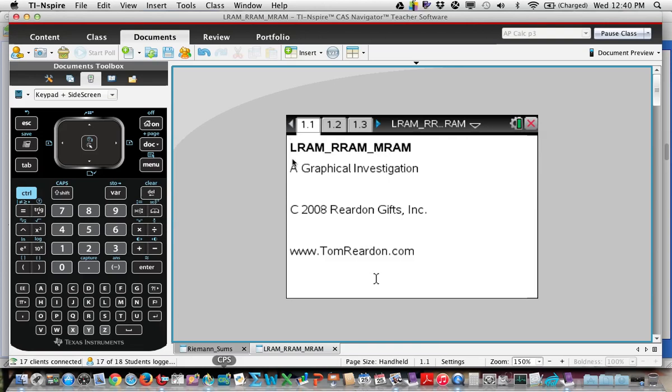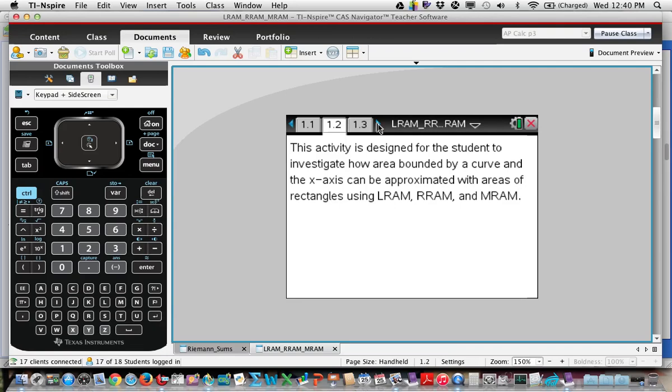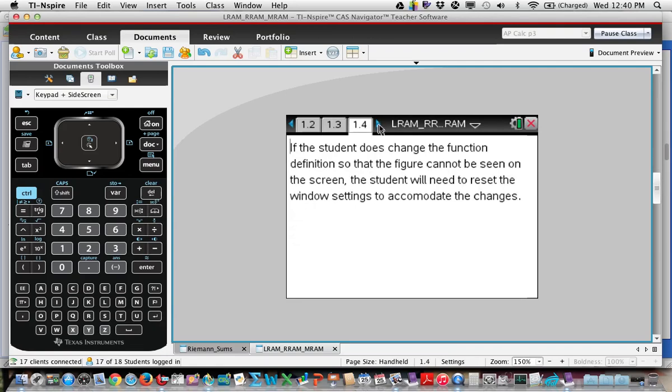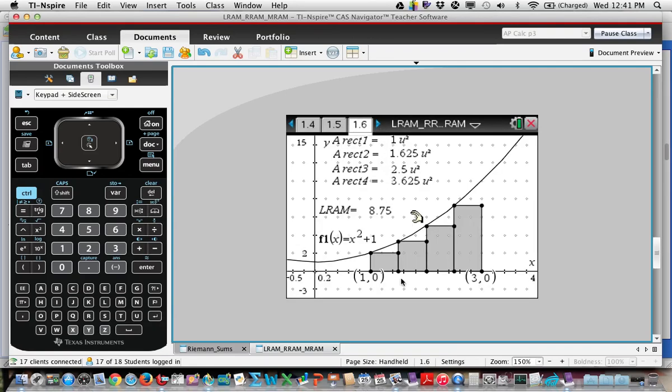All right. Now, RAM stands for Rectangle Approximation Method. And the L is for left, the R for right, and the M for midpoint. So we're going to be talking about left rectangles, right rectangles, and midpoint rectangles. Now, what do we mean by left, right, and midpoint? If we scroll over a couple of pages here to page, I think it's 1.6. Okay, here's 1.6. So if you want to scroll there in your document.